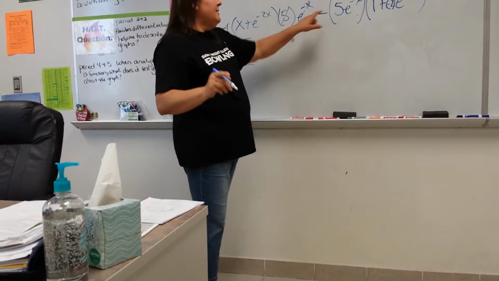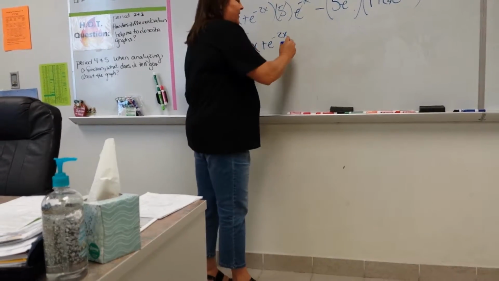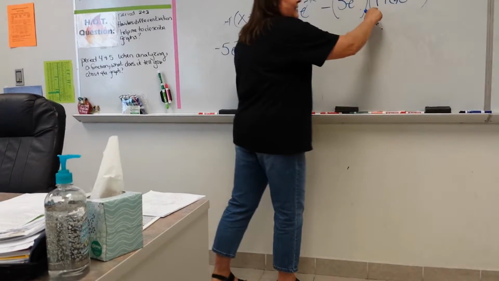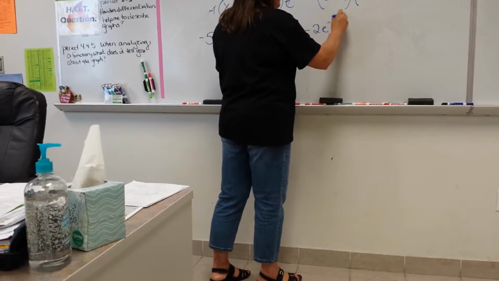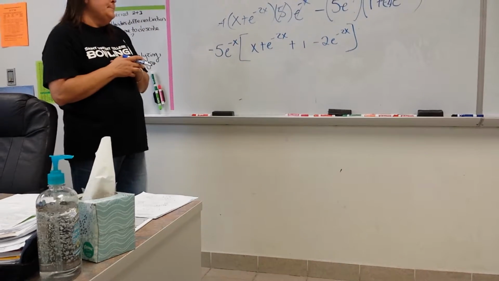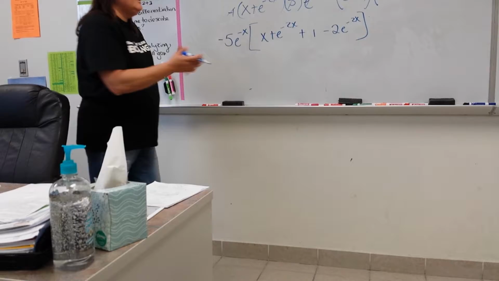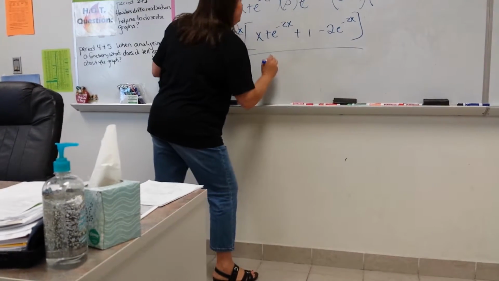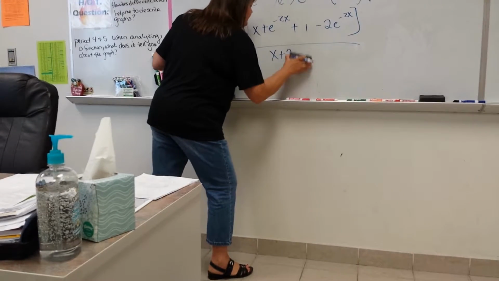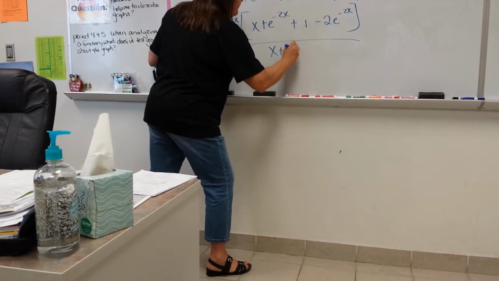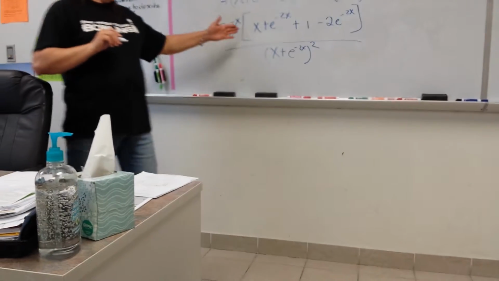Now, you suggested if I pull -5e to the -x, what am I going to put here now? We put the plus sign. Very good, plus. And then that's left: 1 minus 2e to the -2x. And you put that all over low, right? I forgot the low. You just put it on the bottom, so it's x minus e to the -2x plus 1.